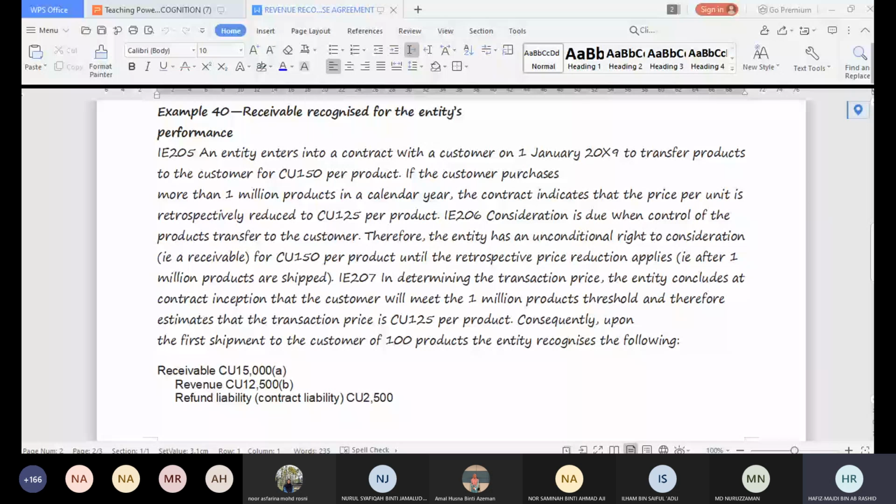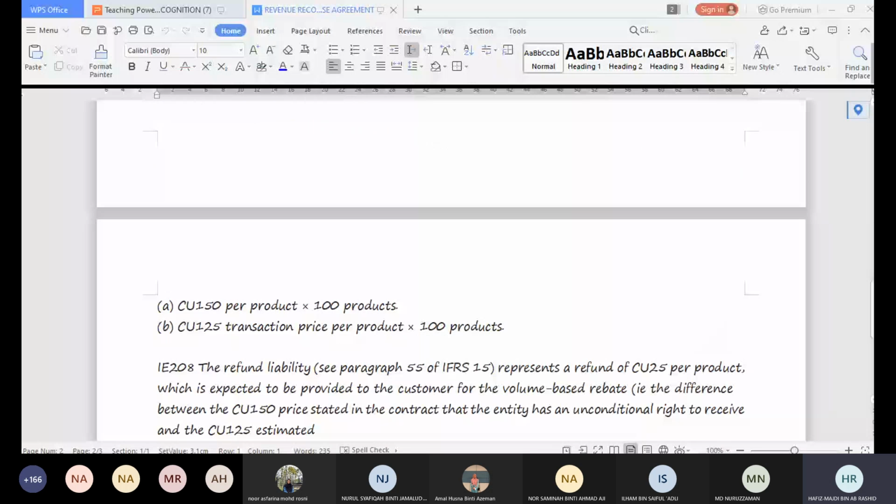Once the customer reaches the 1 million threshold, the company will refund 25 ringgit per unit of the product back to the customer. So that is how you record. You will only make a refund when the customer reaches the 1 million threshold.